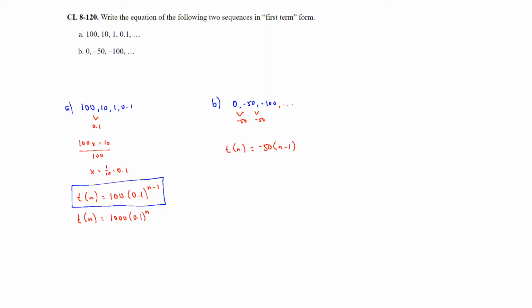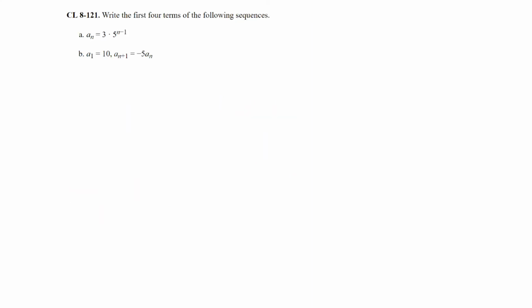And then if I wanted to do it the other way, I would still do the negative 50 times n, but then I would have to work backwards and add 50. So it would look like that. So once again, first term form is the first one here. I apologize for the confusion. And then the second one would just be the form that we've been using before, but we'd have to go back and find term 0.